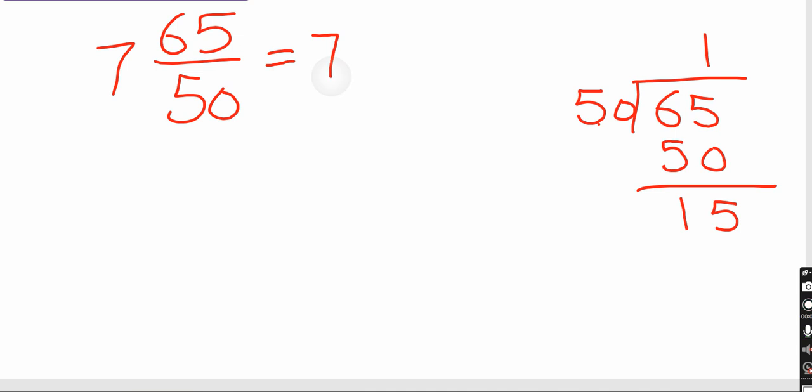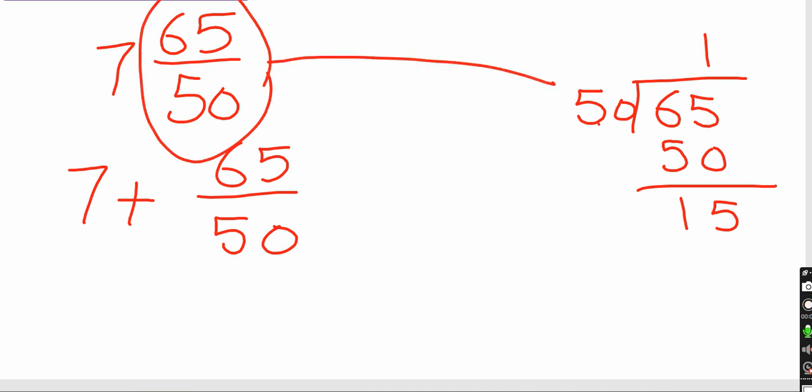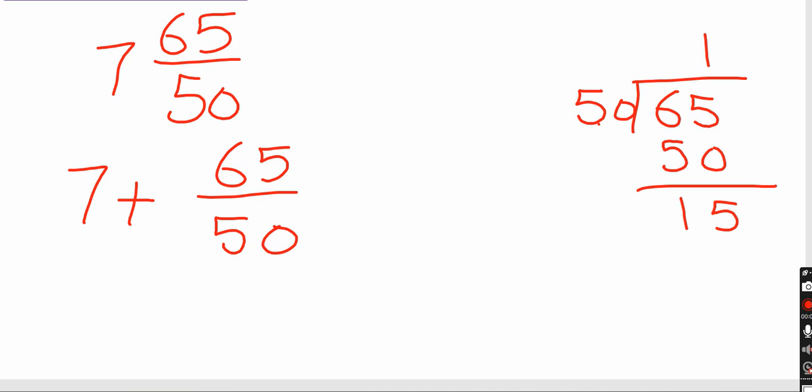So what will we write? 7 whole. We will separate. Again here we will separate 7 whole plus 65 by 50, because we are simplifying this fraction. We will separate 7 whole from it. Okay. Then we will write 7 whole plus 65 by 50.